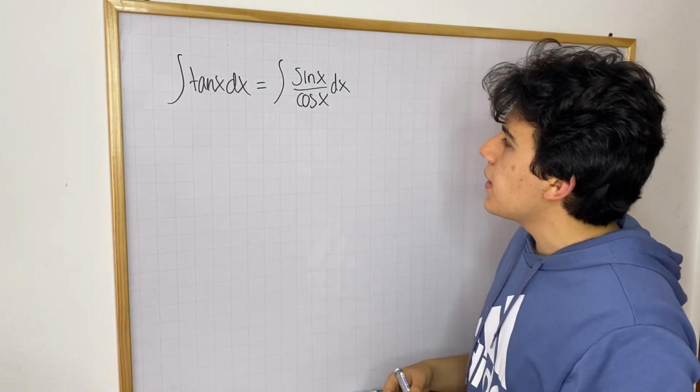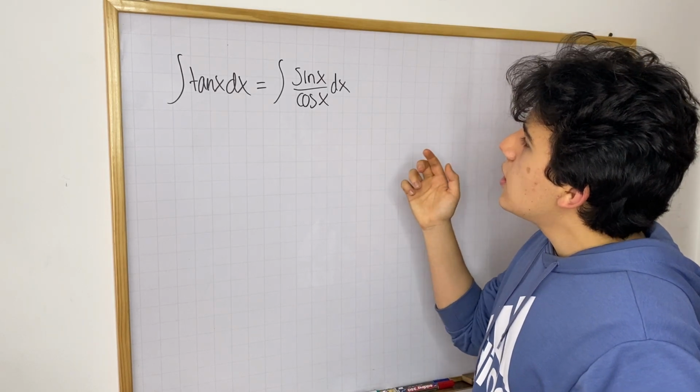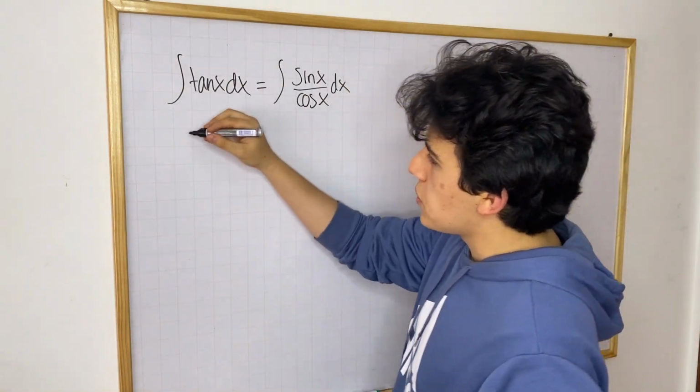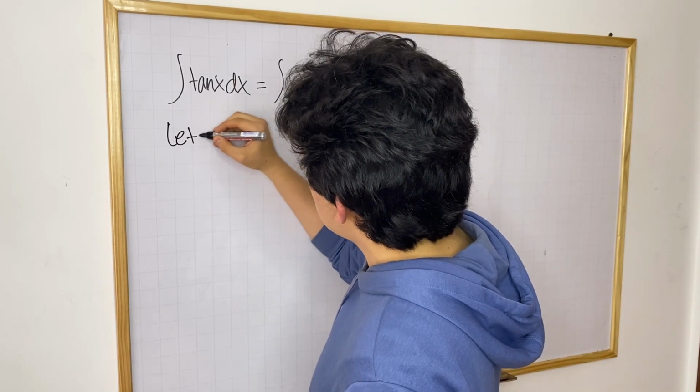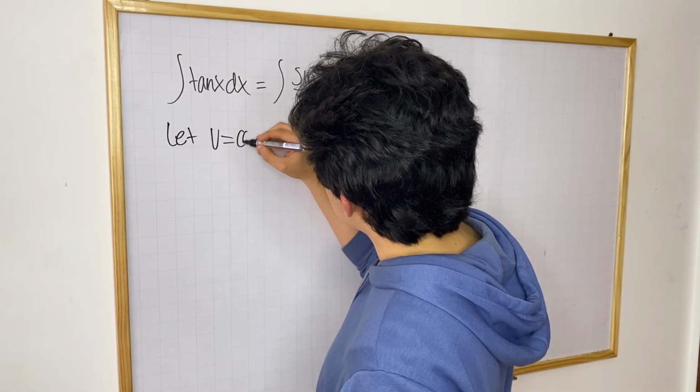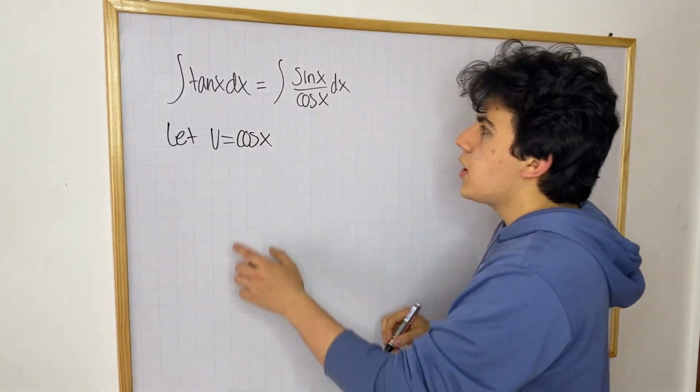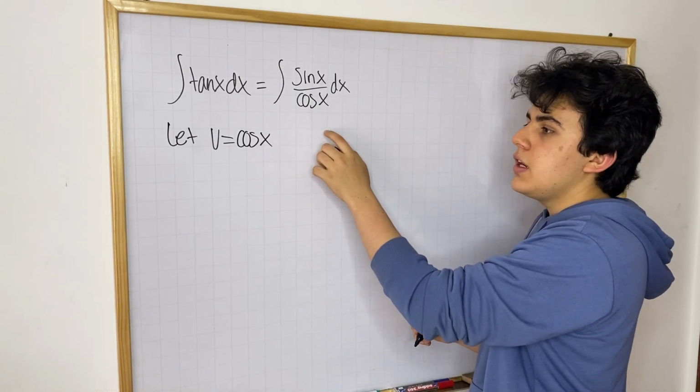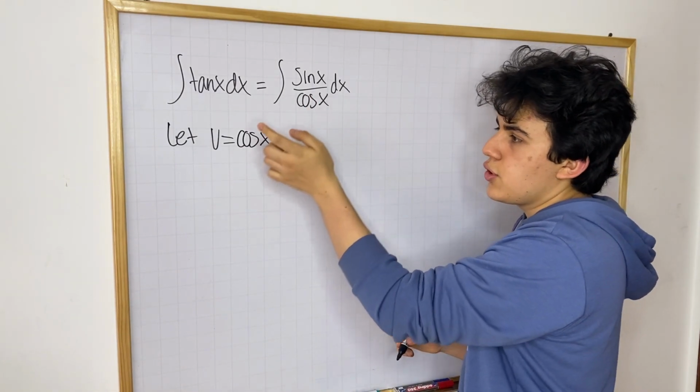So let me show you something. I'm going to say the following: let u be equal to cosine x. Now we can rewrite this integral in terms of u, and let me show you how you can do that.